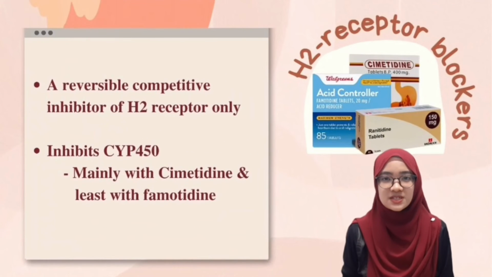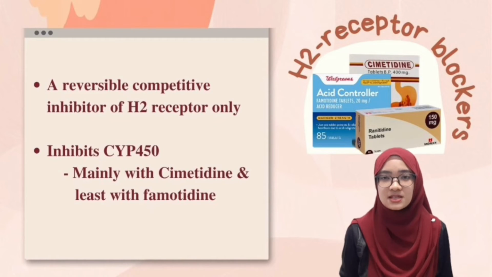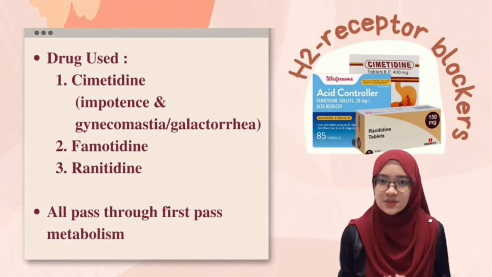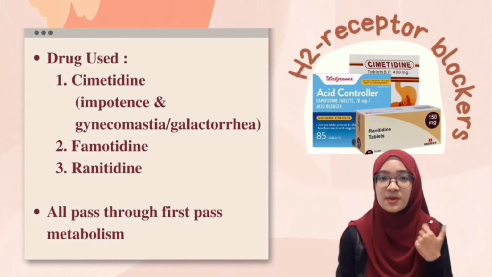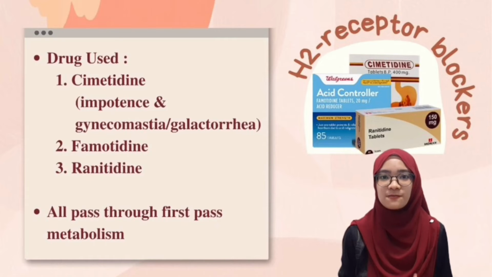H2 receptor blockers also can be used to treat gastric and peptic ulcers. It is a reversible competitive inhibitor of the H2 receptor only. It acts by inhibiting CYP450, mainly with cimetidine and least with famotidine. Drugs used are cimetidine, famotidine and ranitidine. All of these drugs should be taken orally and pass through first-pass effect.